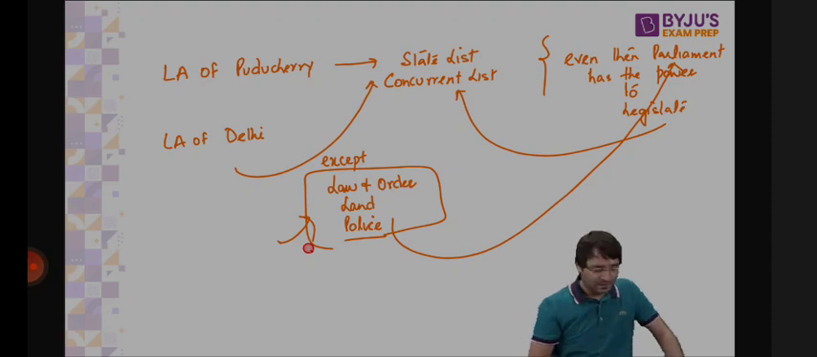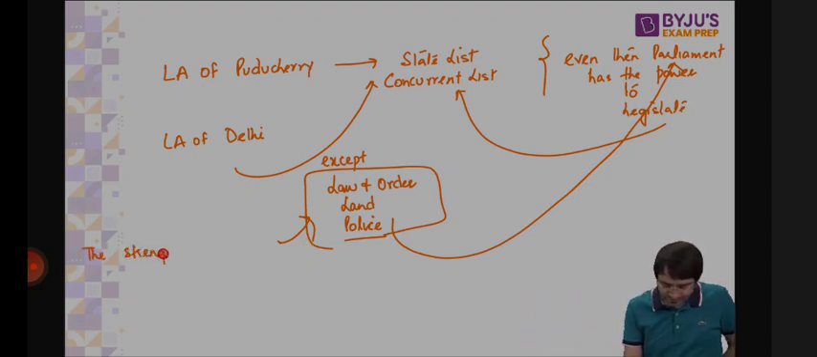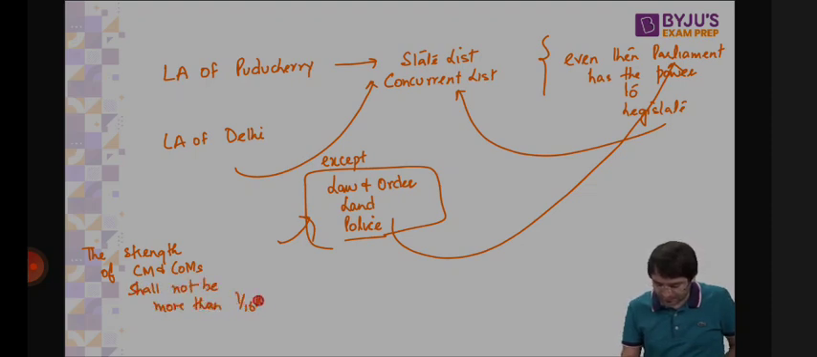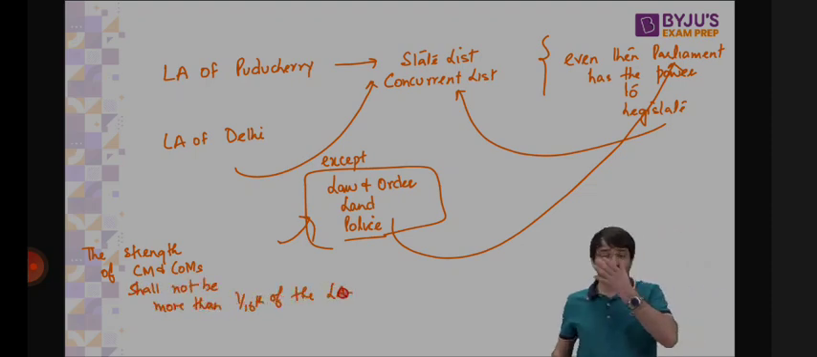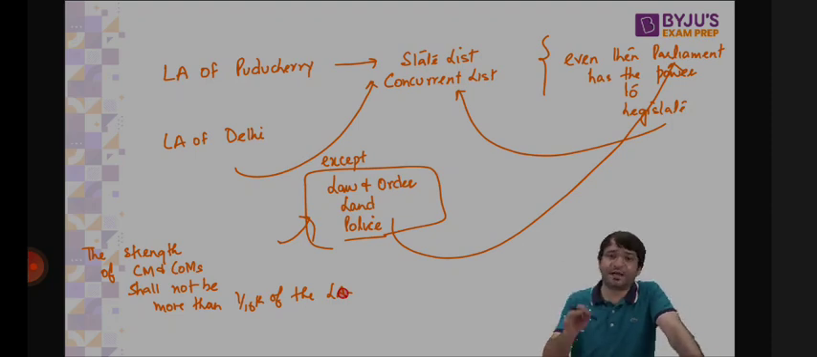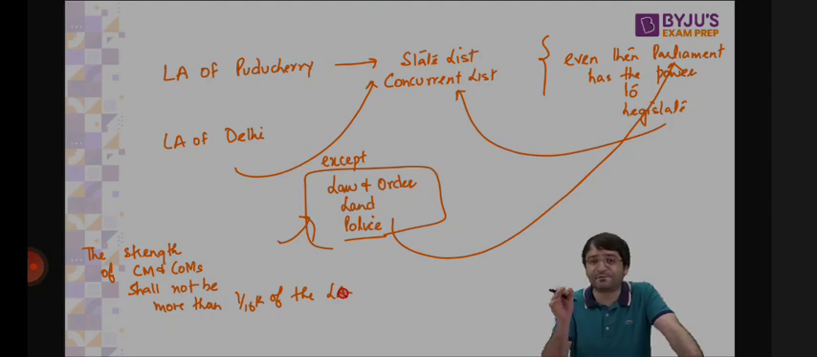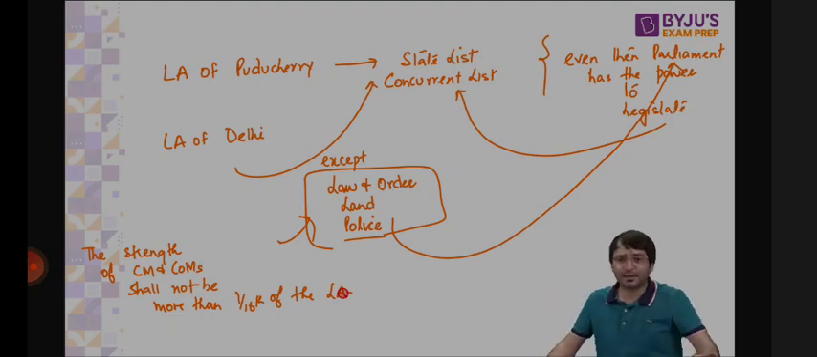The strength of the chief minister and council of ministers shall not be more than 1/10 of the strength of the legislative assembly. For example, in Delhi, including the chief minister, we can have only 7 ministers. Because what is the total strength of the legislative assembly of Delhi? It's 70. For all the states and at the central level, the council of ministers, including the prime minister or the chief minister, shall not exceed 15% of the strength of the Lok Sabha or legislative assembly. But in case of Delhi, it is 1/10 of the strength of the legislative assembly, which is 7.